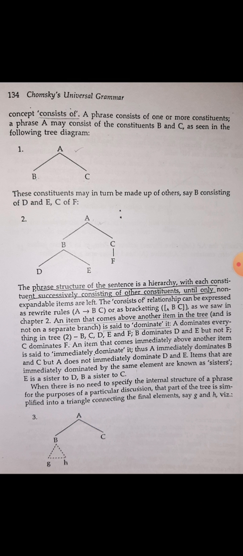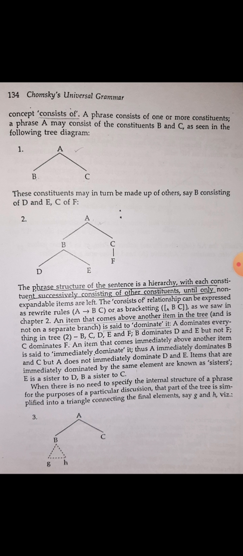A phrase consists of one or more constituents, fine. A phrase A may consist of the constituents B and C, as seen in the following tree diagram. It is quite simple to you. A is a sentence which consists of two elements B and C. For example, A is a sentence, and it consists of a noun phrase and a verb phrase, just for an example. Then these constituents may in turn be made up of others, say B consisting of D and E, C of F.